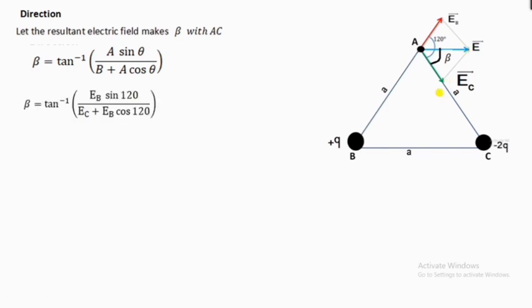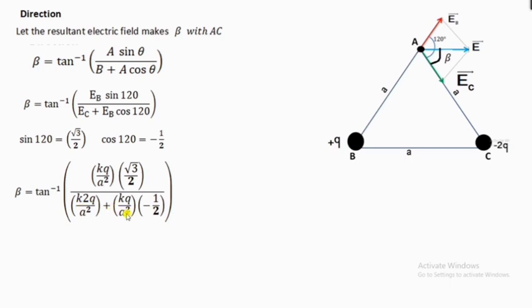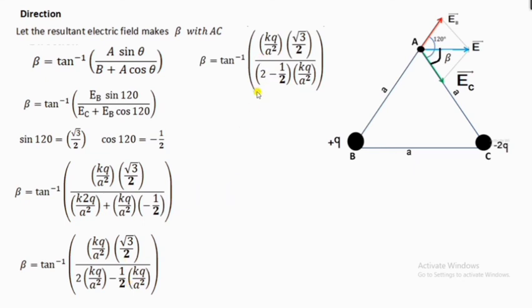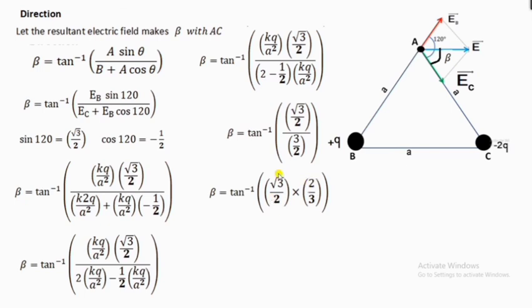Now I'll put the values. Sin 120 is root 3 by 2 and cos 120 is minus half. Now I can simplify this, so I'll take this 2 out. Now you can see this part is common, so I'll take this kq by a square common from the denominator. Now you will get 2 minus half. This and this you can cancel because it's the same thing, so you are left with root 3 by 2 and 2 minus half is 3 by 2. So I'll reciprocate and multiply this side. This 2 and 2 get cancelled, and 3 and root 3 I'll get 1 by root 3. So now tan inverse of 1 by root 3 means 30 degree, because tan 30 is 1 by root 3. So beta is 30 degree. This resultant will make 30 degree with AC.